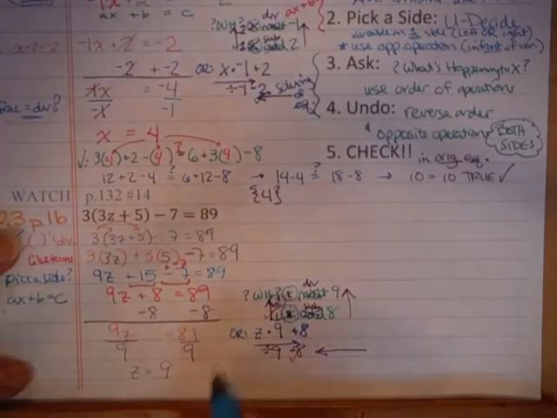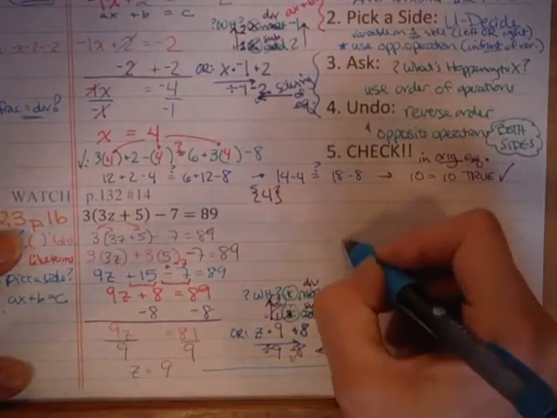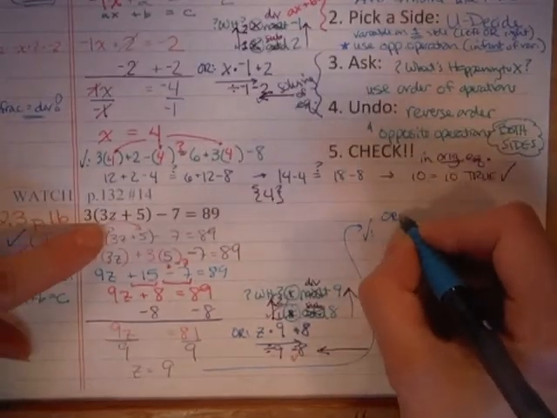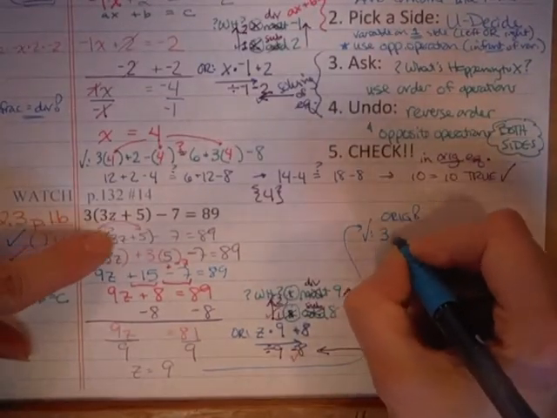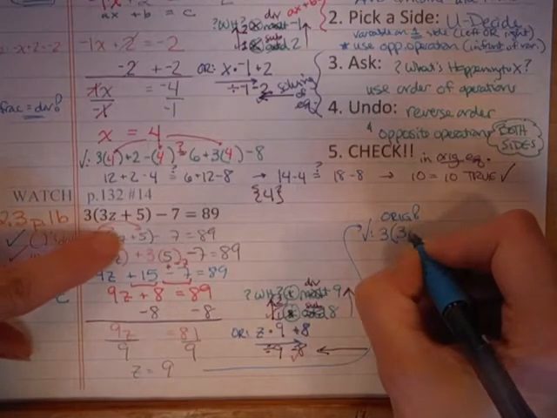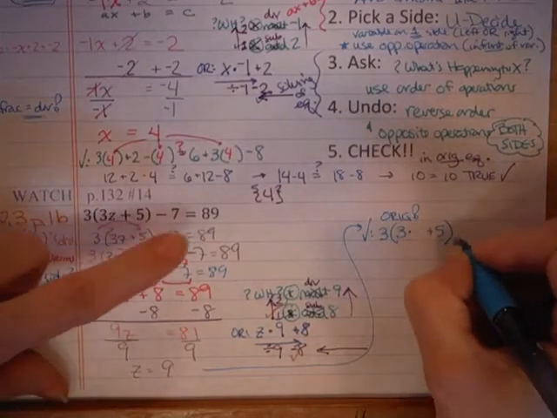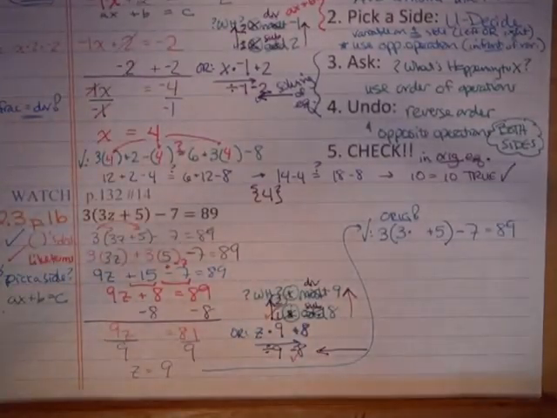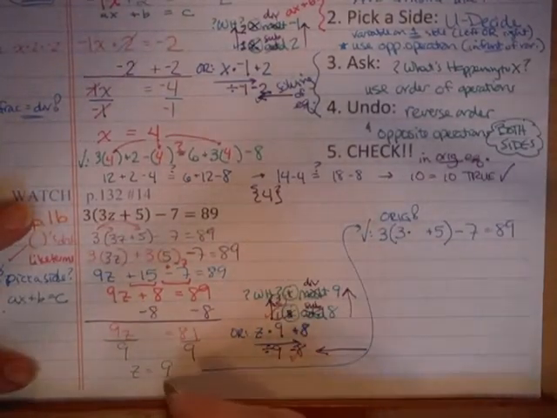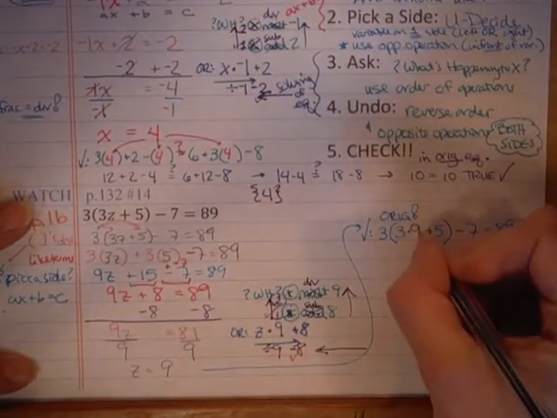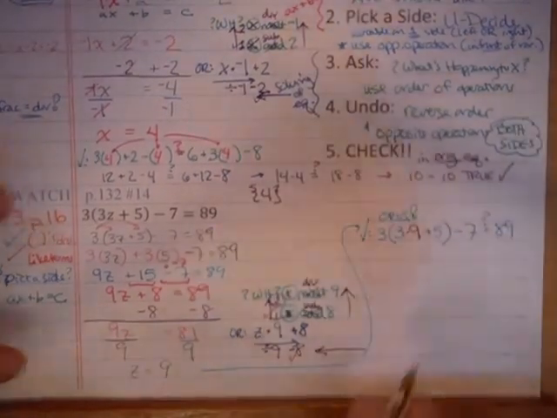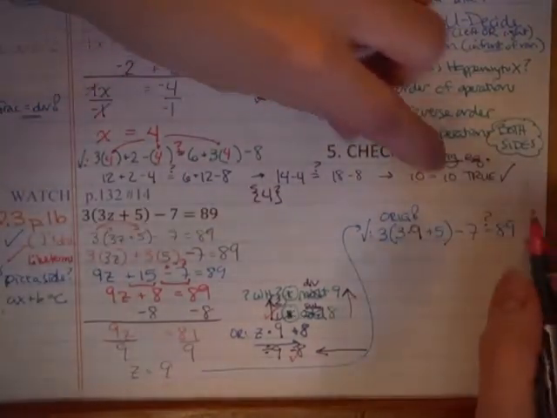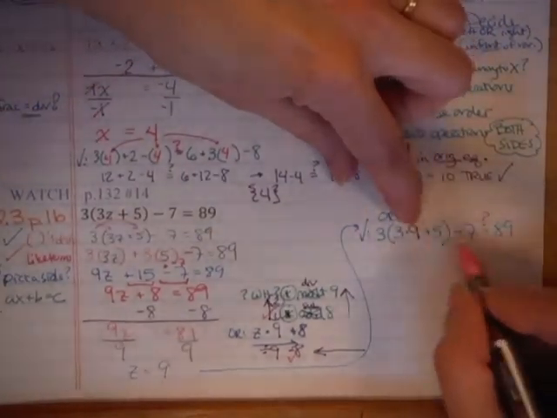So now we need to check it, and I'm going to bring it right up here to check. So I'm going to take my original equation, 3 times the quantity, 3 times z plus 5, minus 7, does that equal 89? So I'm going to take my answer of 9 here, plug it in for z, and put a little question mark so I just have a visual reminder for me what it is I'm trying to do here. So nothing to simplify on the right. Let's see what happens on the left.